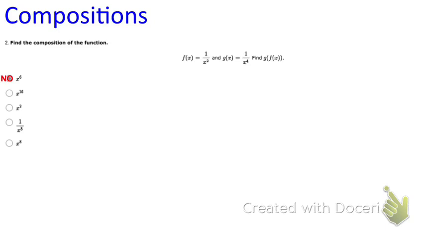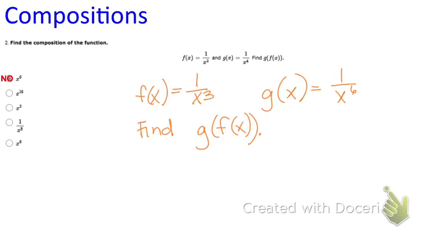Then compositions. Compositions is when you're taking one function and putting it inside another function. So let me give you an example here. In this example, I want to take that 1 over x to the 3rd and put it inside the g of x function. So instead of x, I'm going to put 1 over x to the 3rd.